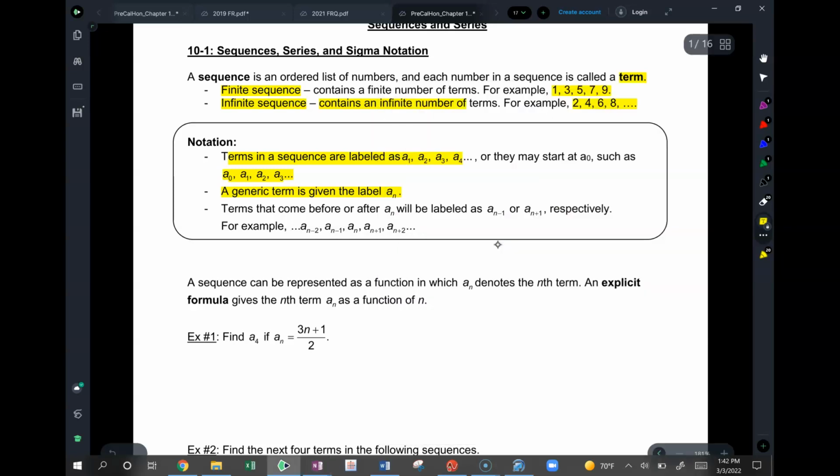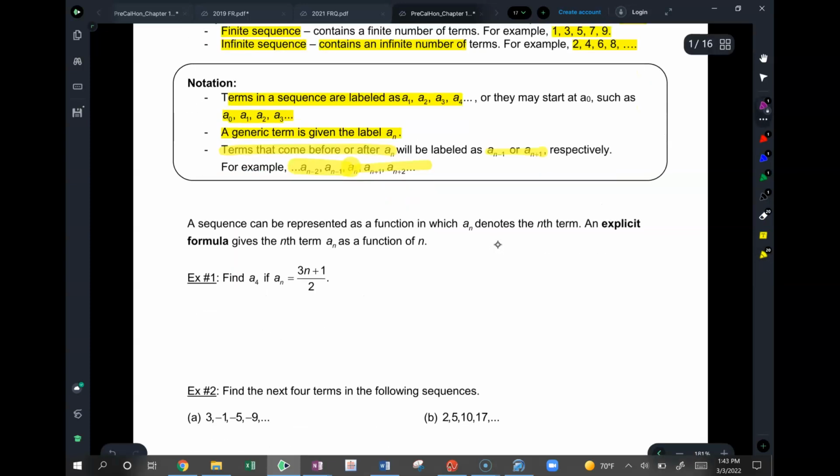Okay? So going back here, terms that come before or after will be labeled as A n minus 1 or A n plus 1. So for example, in a list, this is A sub n. The ones before it are A n minus 1, A n minus 2, and then after it, it's like this. Okay, so much about labeling.